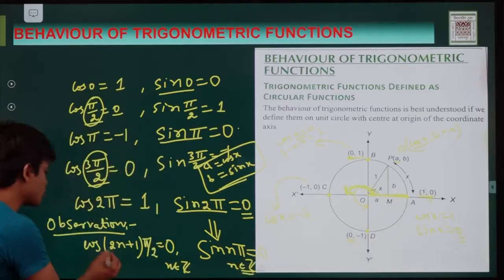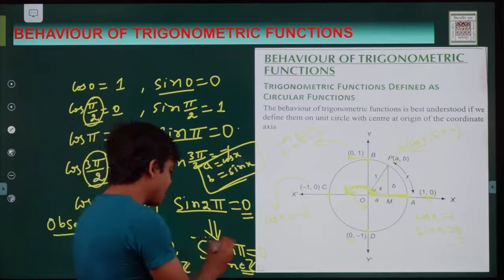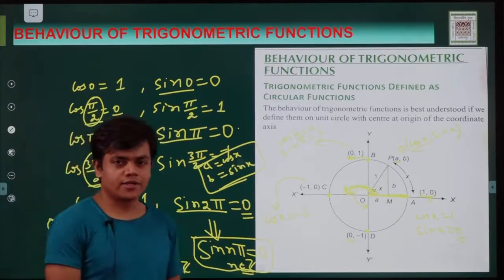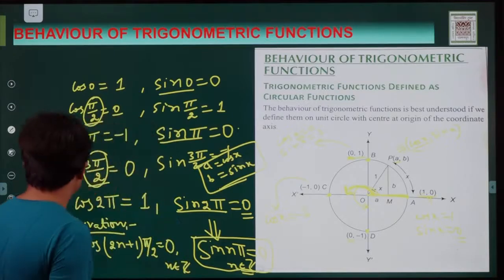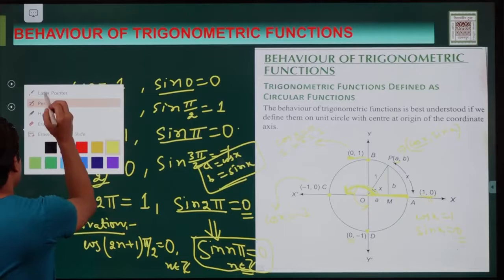Okay, so cos (2n plus 1) into pi by 2 will be 0. Sin n pi will be equal to 0. Is this clear? Now, we should remember some reciprocals with conditions.